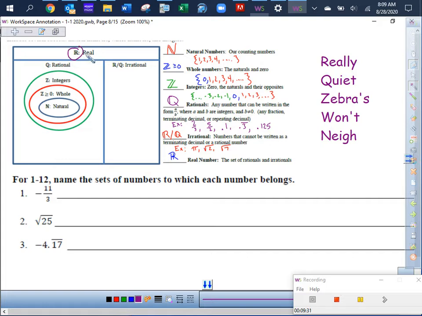R for real numbers, Q for rational numbers, Z for integers. Then I slipped in a W just to help remember that it was whole numbers, even though the whole number symbol doesn't have a W. Neigh. Really quiet zebras won't neigh is the way I like to think when I'm trying to see if this is a number. So, weird at first, but they are asking us to classify -11/3 from least specific to more specific.